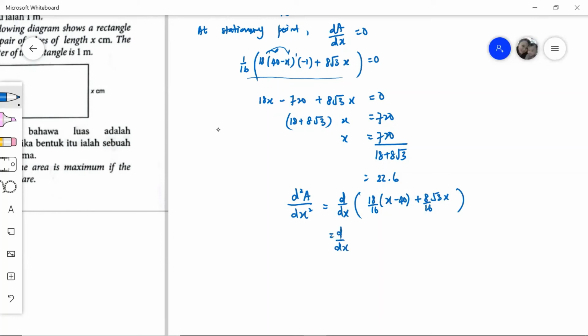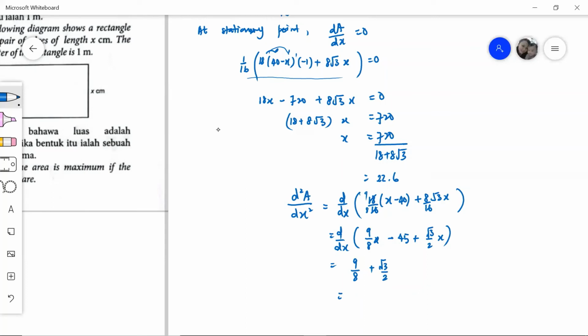So before we differentiate, we make it more simplified. All right, so this one simplified, 9 over 8. So 9 over 8 x minus, bring the 9 over 8 in, we have 45, and then plus 1 over 2, sin 3 over 2 x. Okay, so we got to differentiate this. We have 9 over 8, and then plus sin 3 over 2.